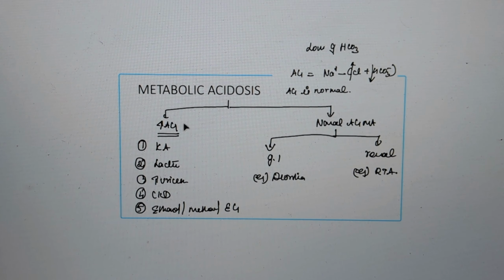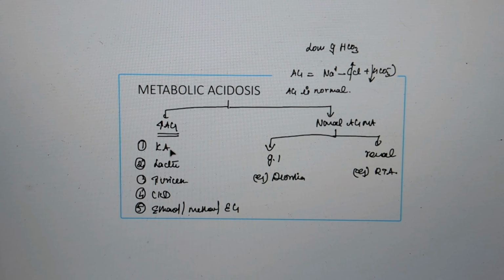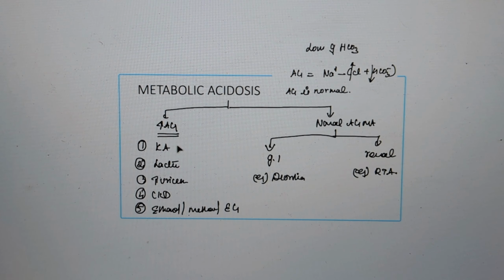Examples of increased anion gap. At first, ketoacidosis. For instance, in diabetes, acetoacetic acid dissociates into acetoacetate and H+, increasing the anion gap. Next, lactic acidosis. Lactic acid forms lactate and H+, increasing the anion gap. Then, increased uricemia, contributing to the anion gap.